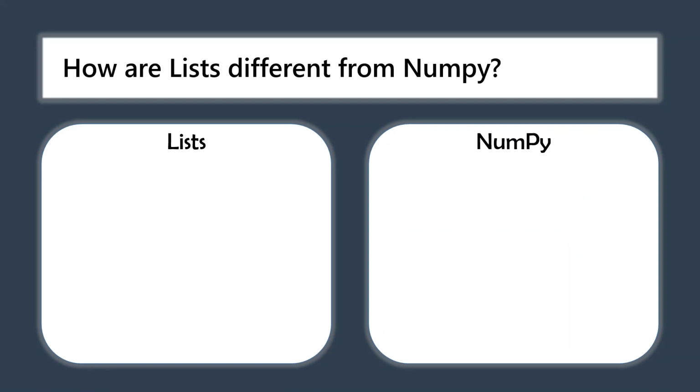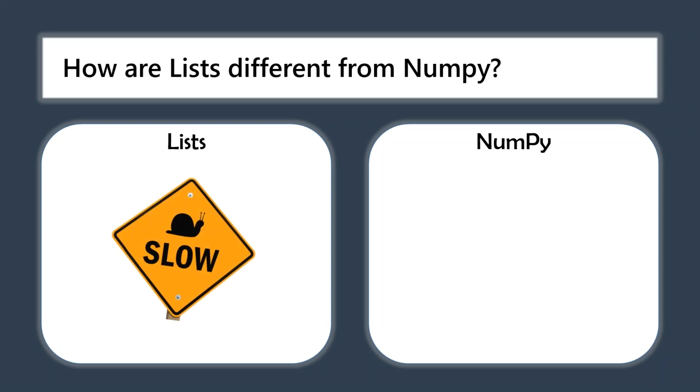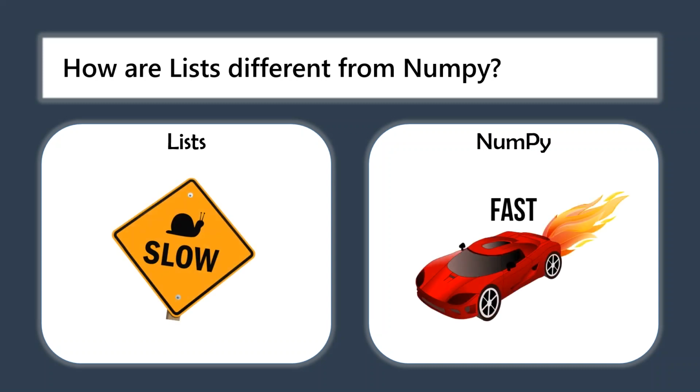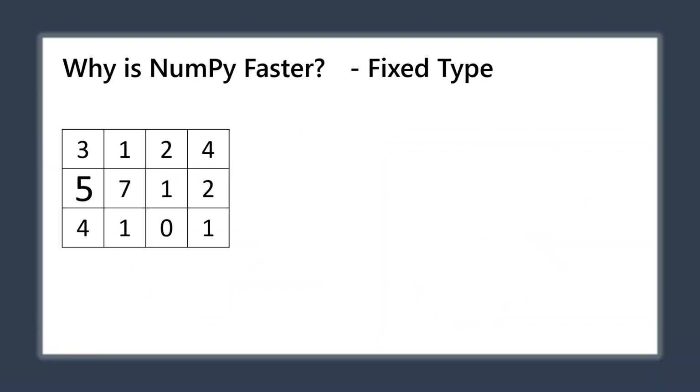So the main difference comes from the speed. Lists are very slow. Meanwhile, NumPy is very fast. And so why are lists slow and NumPy fast? Well, one reason is because NumPy uses fixed types. So what that means is, imagine we have this 3x4 matrix, 3 rows, 4 columns, and it's all integer values. And we're going to look at how those integer values differ between NumPy and lists.